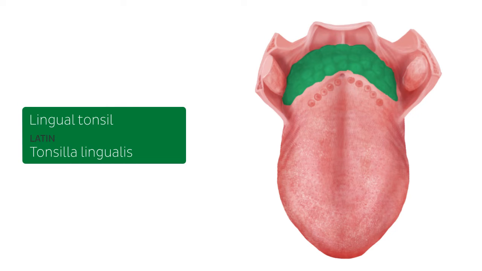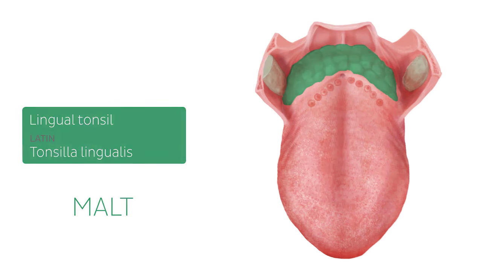Next structures highlighted here, these are known as the lingual tonsils. Now, the lingual tonsils are comprised of lymphatic tissue and cover the root of the tongue, as you can see. Now, this mucosa-associated lymphoid tissue, also known as MALT, M-A-L-T, is covered by stratified squamous epithelium. The lingual tonsils contain lingual follicles.